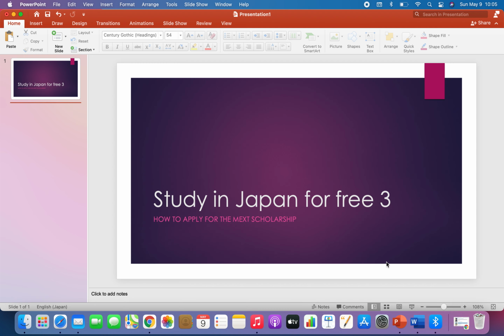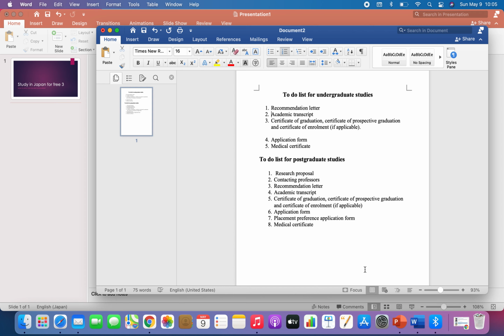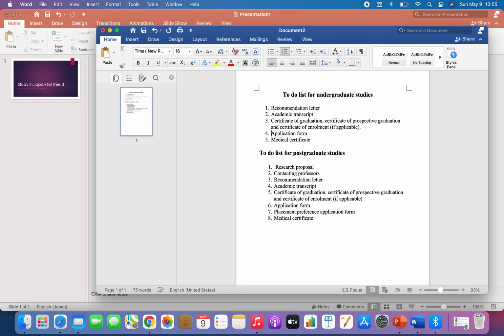The very first thing I'll be showing you is a Word document. I created a to-do list of sorts. You have the to-do list for undergraduate students and then the to-do list for graduate students. I'm just going to take you through that in a bit.